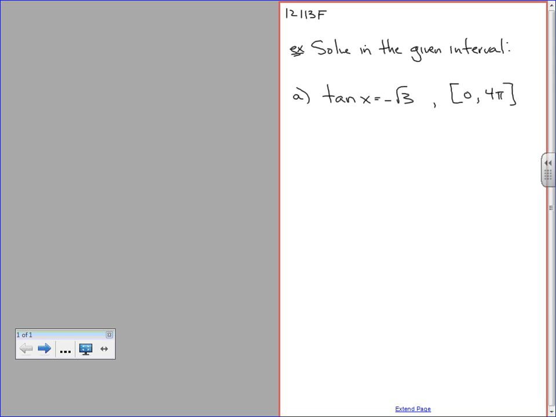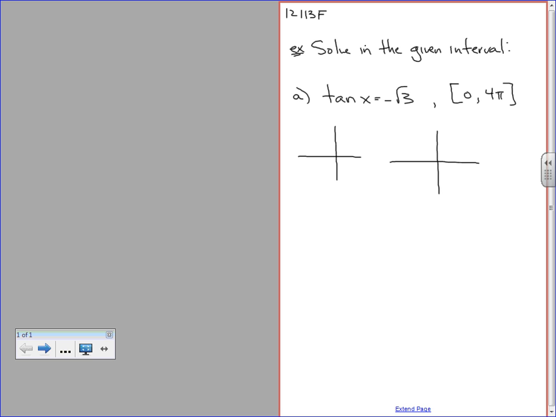So solving tangent, the concept is a little bit different than solving the sine and the cosine, but the process is going to be exactly the same. Okay, and I'll talk about the difference and show it to you in graphical form. But we can do it the exact same way that we did it on Tuesday.